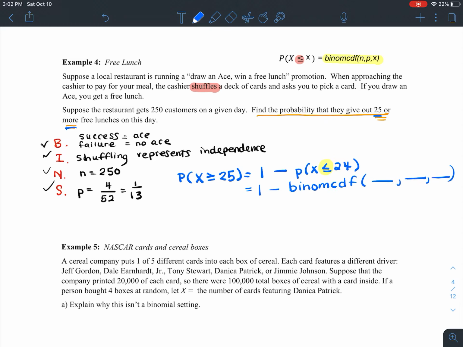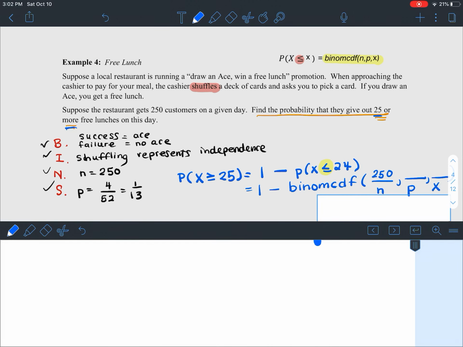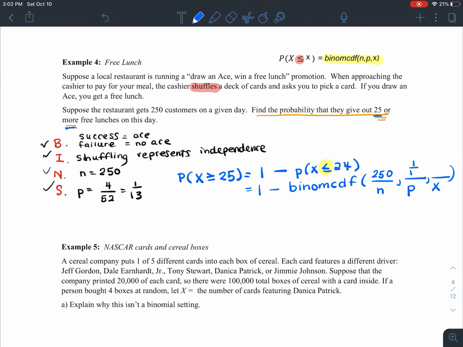I need to label my 3 calculator inputs: number of trials, probability of success, and then my last number is what I'm wanting to calculate the probability from 0 all the way up to, which in this case would be the 24. So we're going to say there are 250 trials, that's the 250 customers. We said there was a 1 in 13 chance of selecting an ace, and we want to go all the way up to 24, and that's what we're subtracting off of 1. If we type that into the calculator, we get the probability of having 25 or more free lunches to be 10.8%.